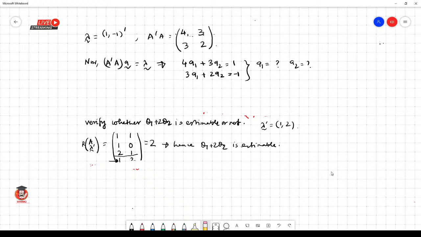Okay, Q1 is minus 5 and Q2 is 7. Let me check this. Minus 5 gives minus 20, and this is 21. It is right. Then this is minus 15 plus 14, this is also true. Good, thank you. So Q1 is minus 5 and Q2 is 7.